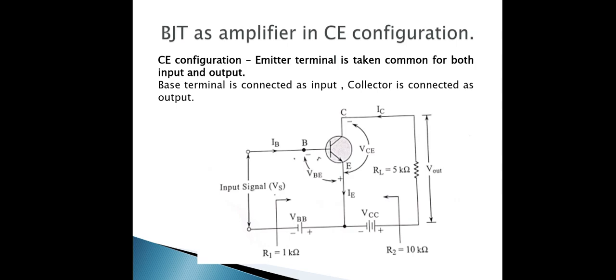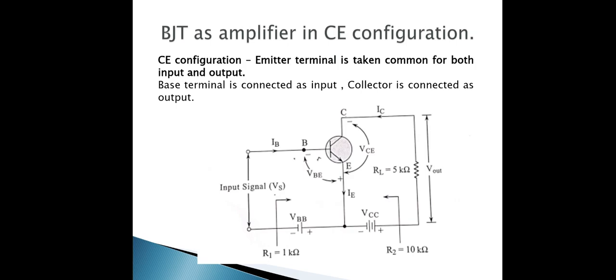Or simply we can say that when a transistor is connected in such a way that the input circuit is forward biased and the output circuit is reverse biased, then the transistor is said to be in the active region. So when a transistor is in the active region, it acts as an amplifier.